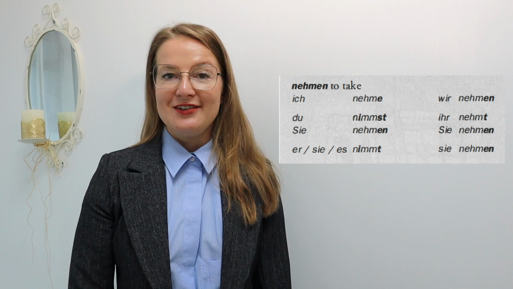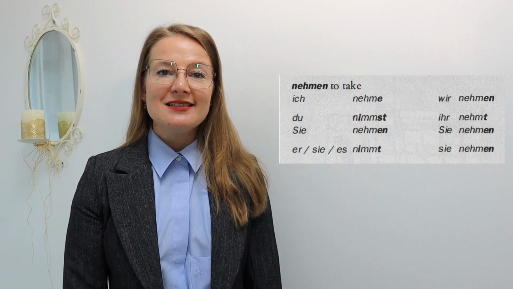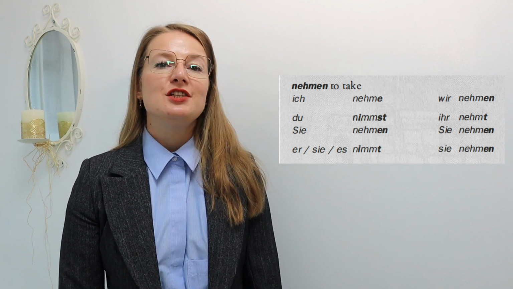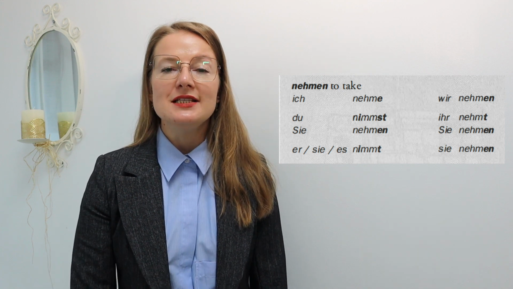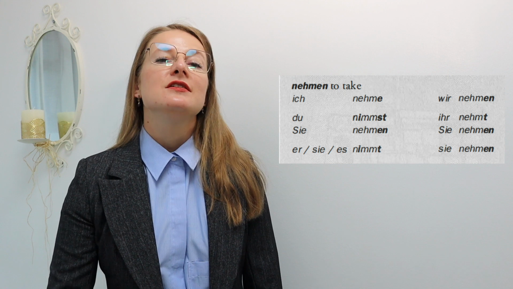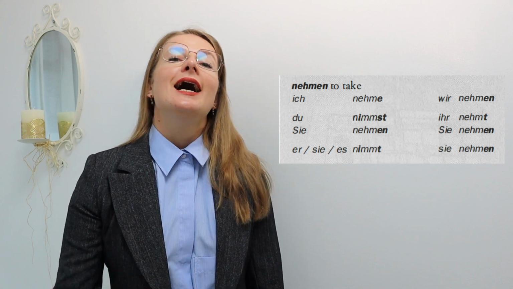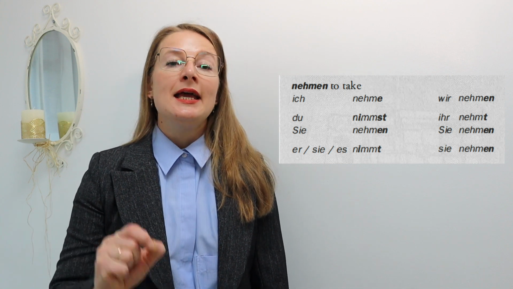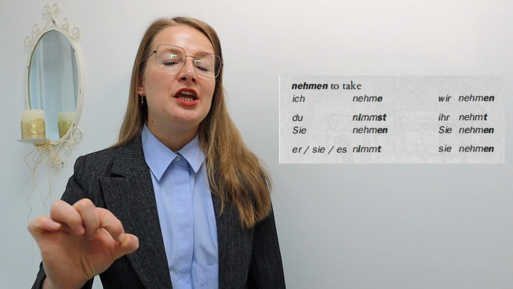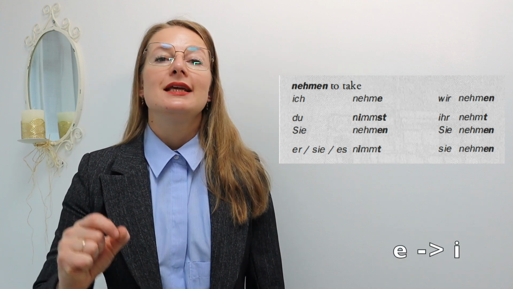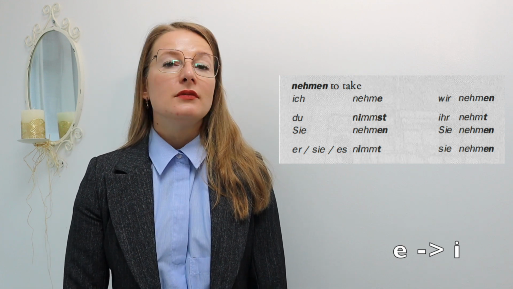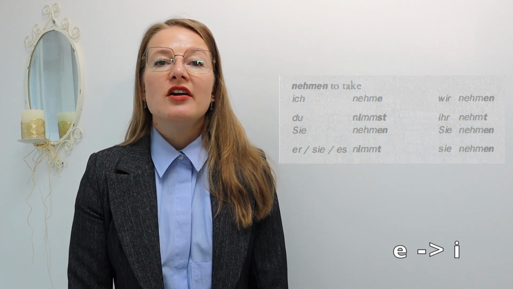Again, two instances have to catch your eye in comparison to the first and the second lesson, right? Because in the third person singular and in the second person singular, E in nehmen turns into I. Nimmst, nimmt. That's why it's called an irregular verb. And the third verb is sprechen, to speak.